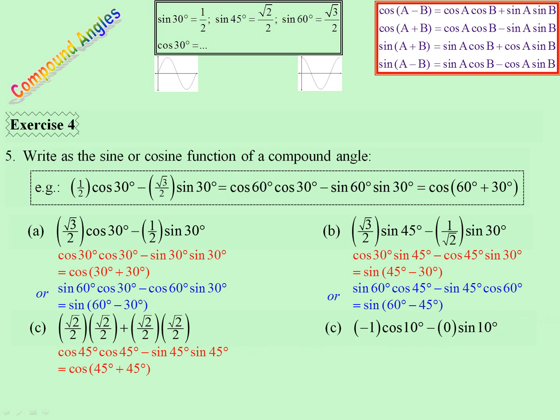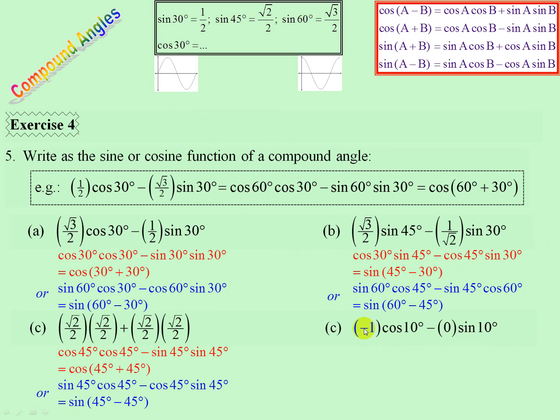Right, well, we can use coses, or we can use sine and coses. That gives you cos of 90, which is 0. This gives you sine of 0, which is 0.